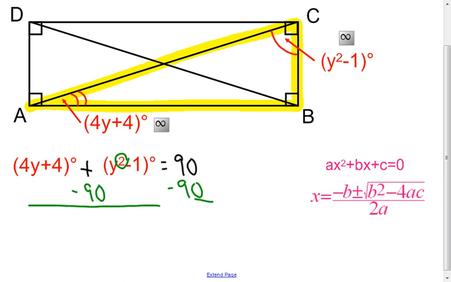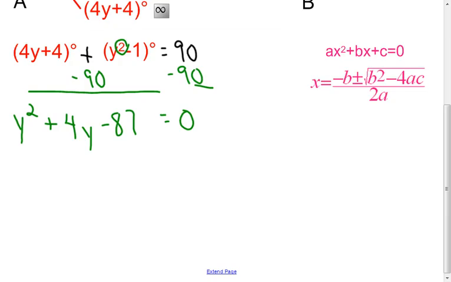And then I'm going to put it in descending order, meaning my squared variable is going to go first, followed by the variable with a degree of 1, so the 4y, that's the only one with a y. So y squared plus 4y, and now I have the 4 minus 1 is 3, minus 90 would put me at negative 87, equal to 0. I have it in descending order. Now I can use my quadratic formula, plug everything in.